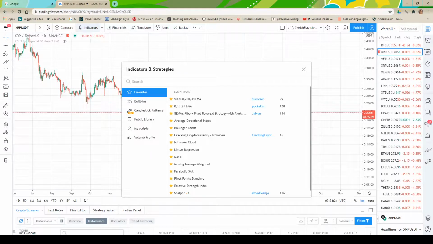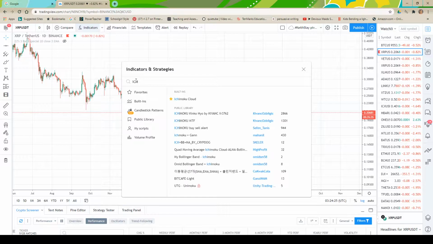Under indicators, you can search. Just type in ICH. Ichimoku cloud pops up. There's multiple of them. If you want to use a different one, look, that one's got Bollinger Bands and a cloud. That's pretty dope. That one's got the GAN field. Yeah, I'm not going to do that one, but I'm just going to use the regular old Ichimoku cloud here.